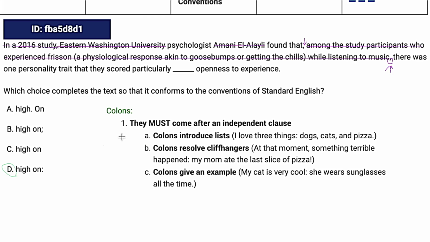And in case you're curious as to why the others would not work, A, we could end with high, but then all of a sudden we have on openness to experience as its own sentence.